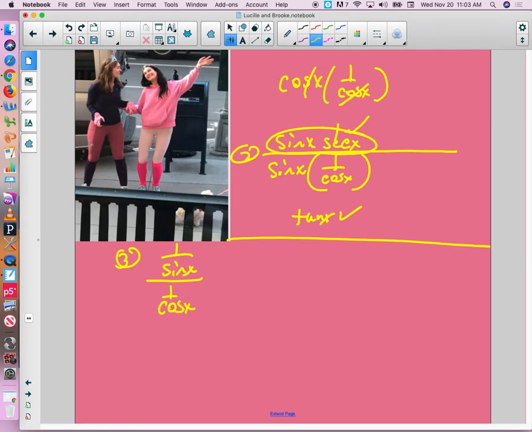Number 3, I made cosecant 1 over sine, and I made secant 1 over cosine. And then some of y'all go keep, change, flip, or whatever. So I'm going to say 1 over sine times cosine over 1. And cosine over sine is cotangent, okay?